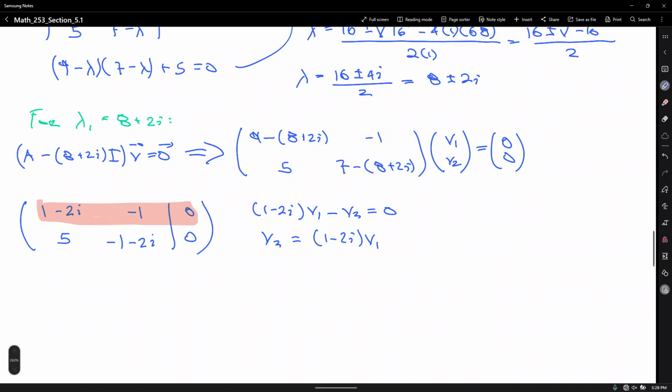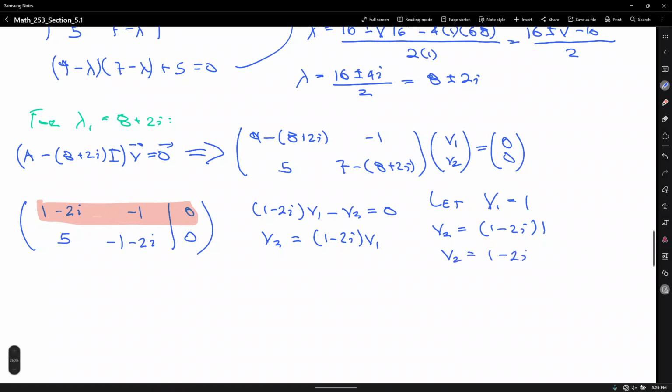Now remember how in the previous couple of exercises, I believe for both cases we gave any number to V2. In this case, we're going to do it for V1. So there's no rule about giving it to V1 or to V2. It doesn't matter. Again, we're going with whatever is more convenient for us. So let V1 equal 1. That means V2 equals 1 minus 2i times 1, which is simply 1 minus 2i.